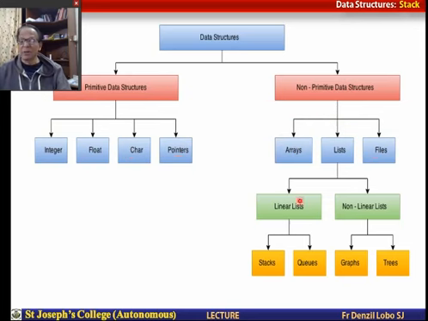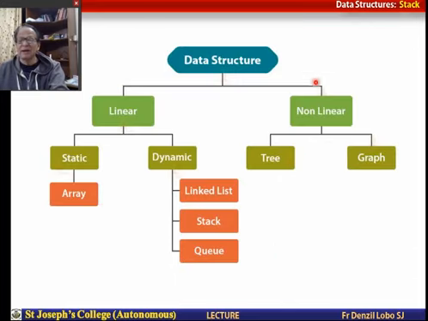They are list type. There may be linear lists or non-linear lists. Under linear list, we have stacks and queues. Under non-linear list, we have graphs and trees. So this we are going to deal with during this semester. We are going to deal with these linear and non-linear data structures.